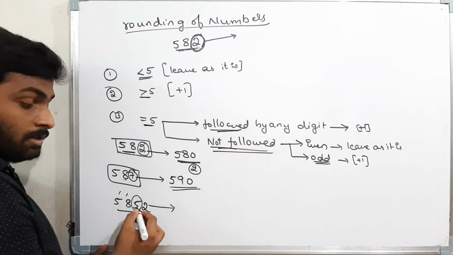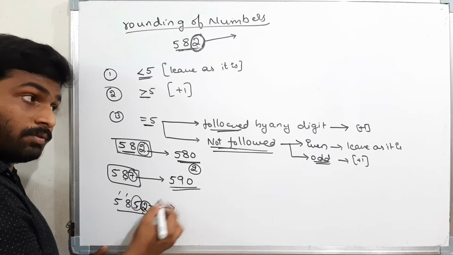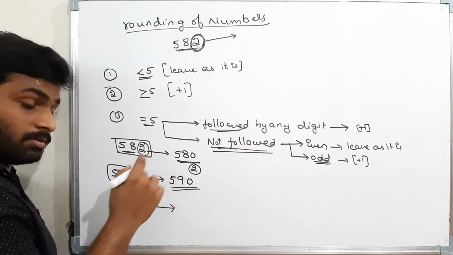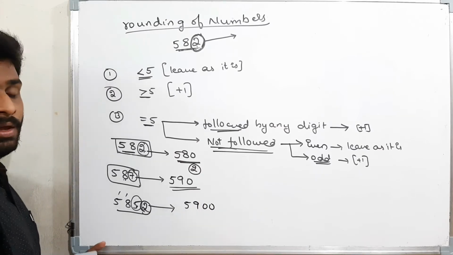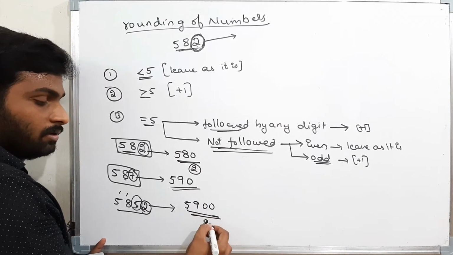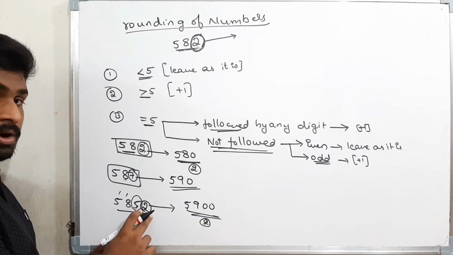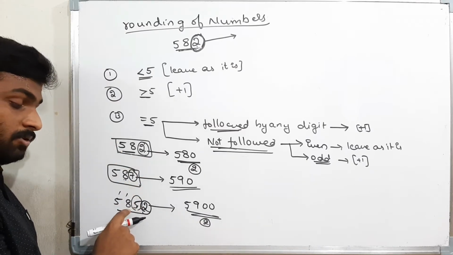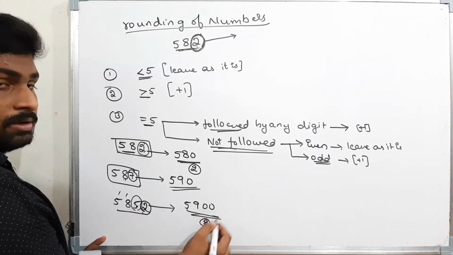This 5 is followed by 2. If it is followed, what do I have to do? I have to add plus 1 to the before number. That means 5900, which has two significant figures. See here, this 5 is followed by a number. If it is followed by a number, then I have to add plus 1 to the before number. That means 5900, which therefore has two significant figures.